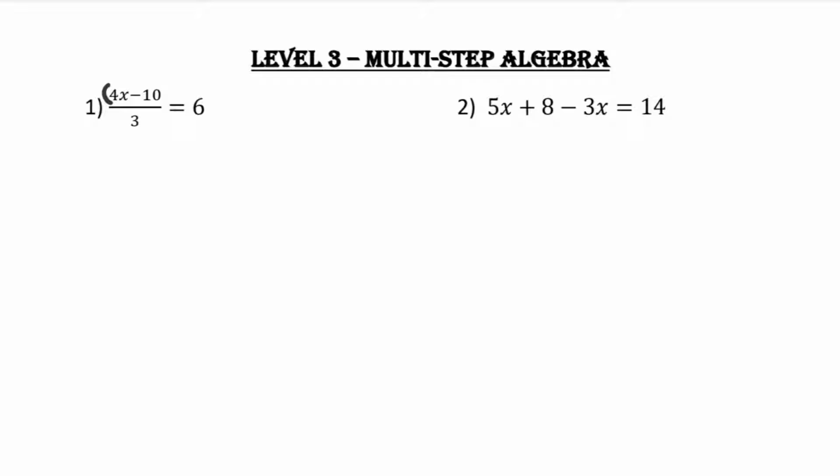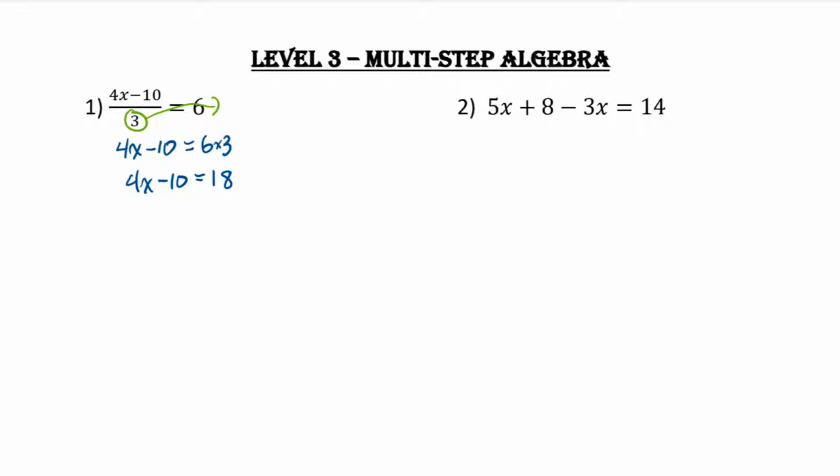This 4x minus 10 term is a package deal. I can't bring this 10 over and 4 over without first considering this 3 in the denominator. So I'm going to bring this 3 over first. To do that, I'll need to multiply both sides by 3, resulting in 6 times 3 on the right. And cleaning that up, I get 18.